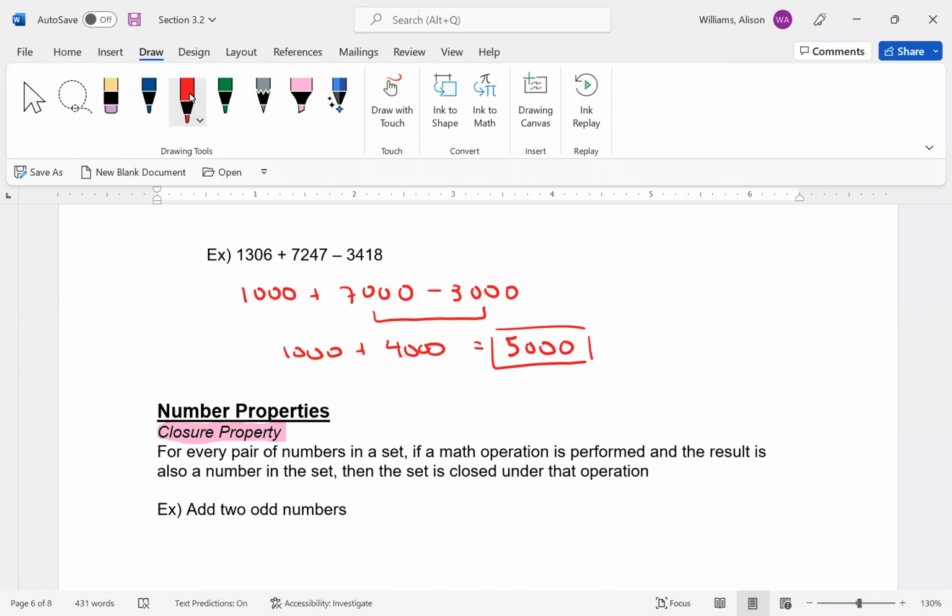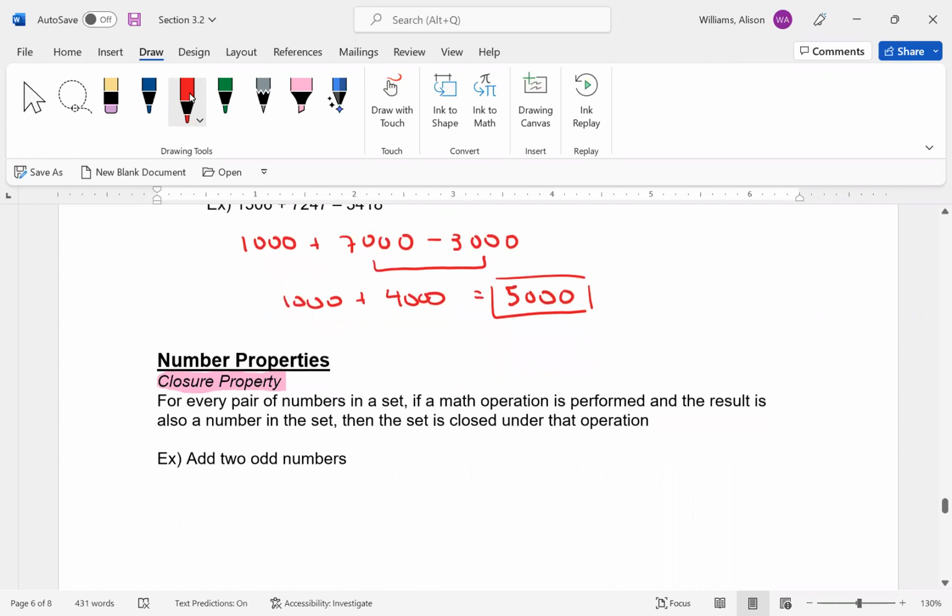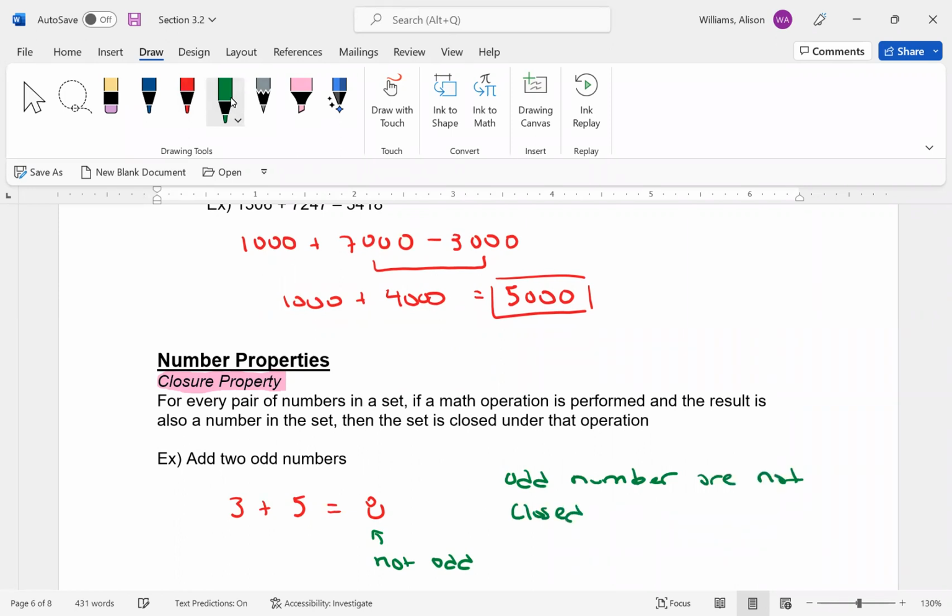If a math operation is performed and the result is also a number in the set, then the set is closed under that operation. Let me give you an example. Let's say we want to add two odd numbers. So we're looking at the set of odd numbers here. Let's grab two odd numbers out of the space. I'll use 3 and 5. Why not? Add them together, I get 8. 8 is not an odd number, which means that the odd numbers are not closed under addition, because if I add two odd numbers together, I may not get an odd number.